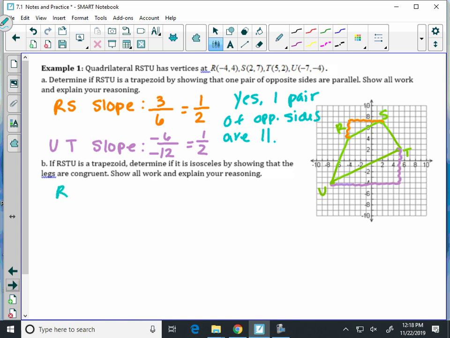By first glance, do they look congruent? No. That can't be your argument. You can't say, well, no, it's not isosceles because they don't look congruent. That's a good guess, and that's a good reasoning to make sure you're doing your math right, but you have to show the math to back up your argument. You have to show through your work that they aren't. So let's find the distance of RU.